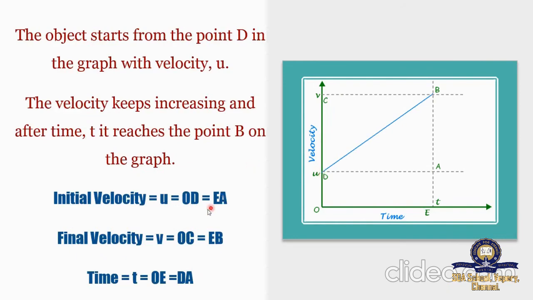So initial velocity is equal to u. u is nothing but the distance OD, which is known to be u. Okay, OD or EA. And the final velocity v gives the distance OC, or it can be EB. And the time taken is OE. So the time is denoted as T, which is equal to OE.